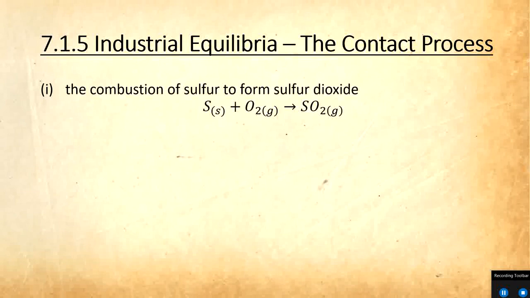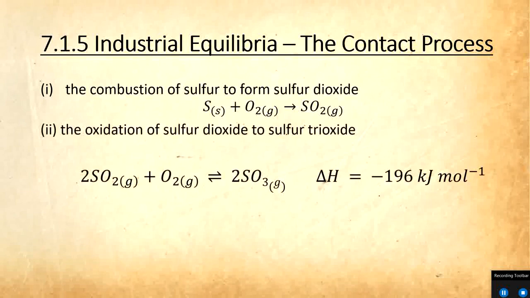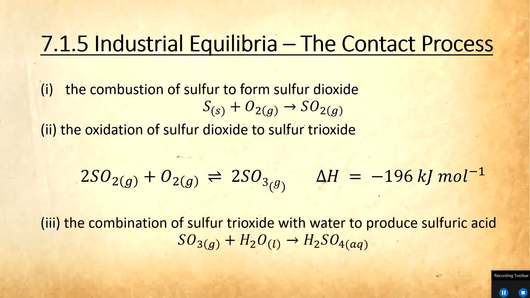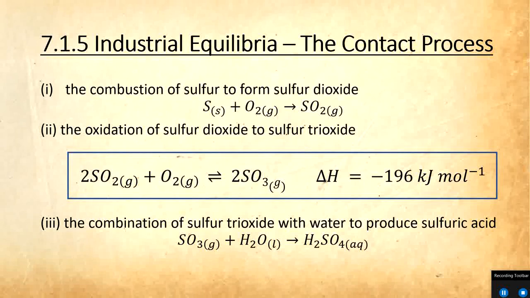The first step in the production is taking pure sulfur, reacting it or combusting it using oxygen to make sulfur dioxide. We then add more oxygen to the sulfur dioxide to make sulfur trioxide. And then lastly, that sulfur trioxide is combined with water, which produces sulfuric acid. So it's this middle step, this equilibrium step, that we're interested in, because this is the one that we have to affect the equilibrium to maximize our production of the sulfuric acid. Okay, so again, we have to look at that balance.